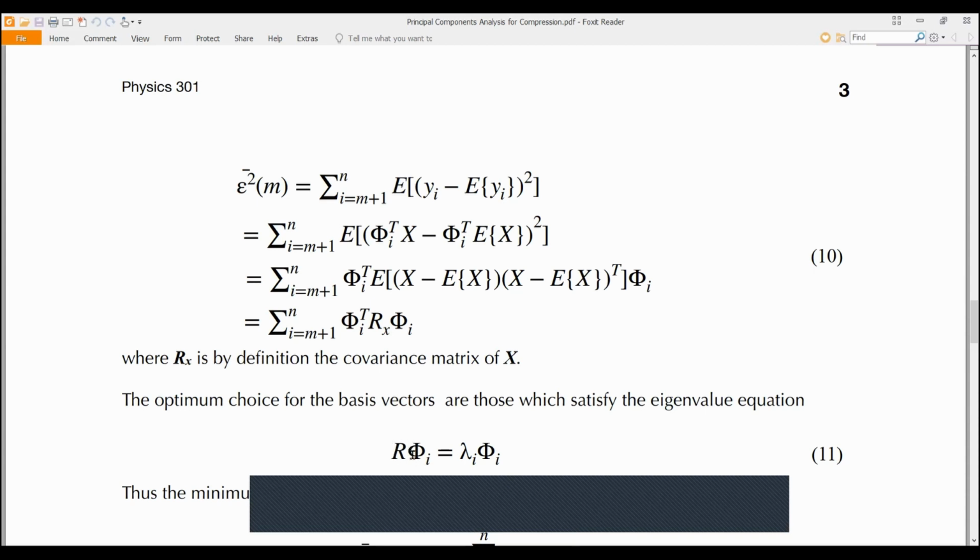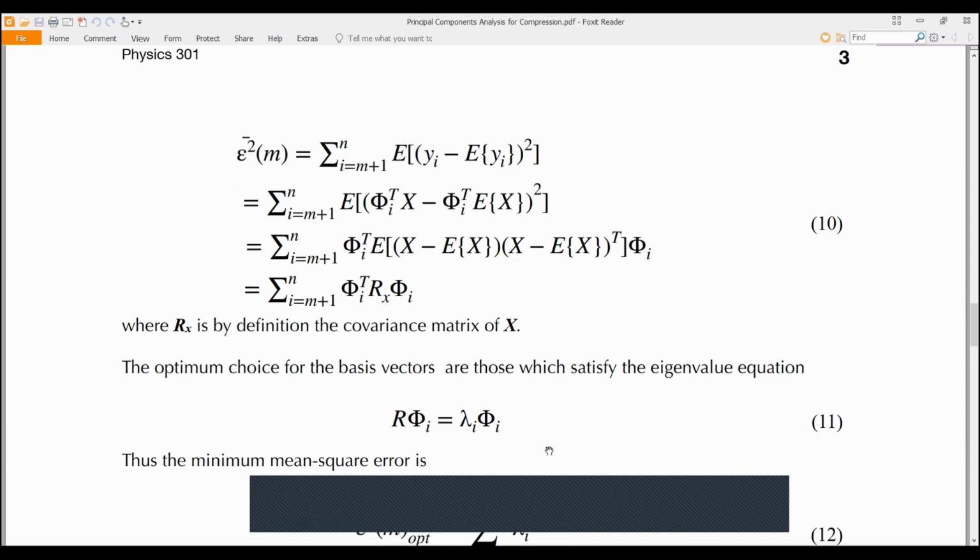Okay, multiplied by, say, this eigenvector, we call this phi eigenvector, is equal to some constant, lambda sub i, times this same eigenvector. And this holds for all i's, for different eigenvectors. So R, the covariance matrix, times this eigenvector sub i is equal to a constant, which we call the eigenvalue, times the eigenvector.